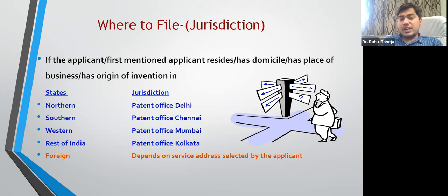Divided according to the jurisdiction of that country. Like if you are going to file a patent application from Haryana, Punjab, Himachal, then you have to approach the patent office in Delhi; Southern, Chennai; Western, Mumbai; and the rest of India, Kolkata. It depends on your area and the state of that country to which you belong.